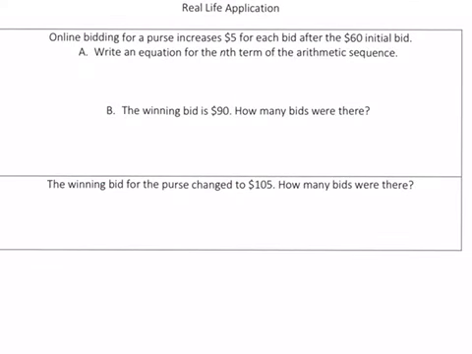Now we're going to do a word problem. So let's talk about online bidding. So online bidding for a purse increases $5 for each bid, and $60 is the initial bid. So we're going to write the equation for the nth term of the arithmetic sequence. The first thing you do is figure out what your common difference is. Well, if it's $5 for every bid, that is what the common difference is. And then your first term is $60. So you're going to plug that into that equation.